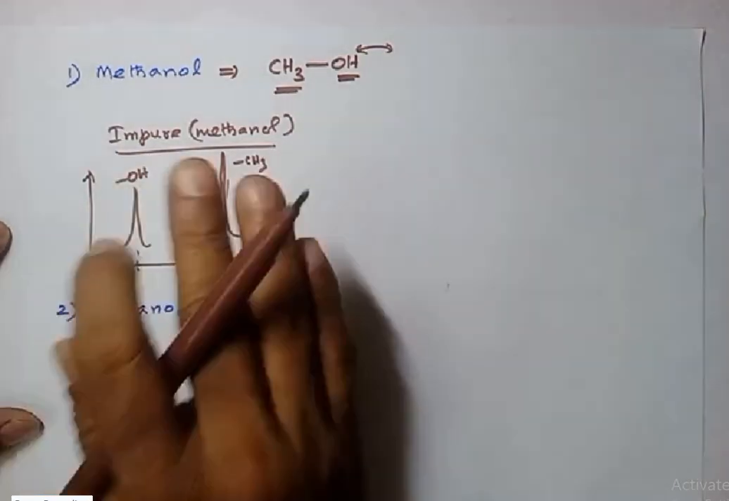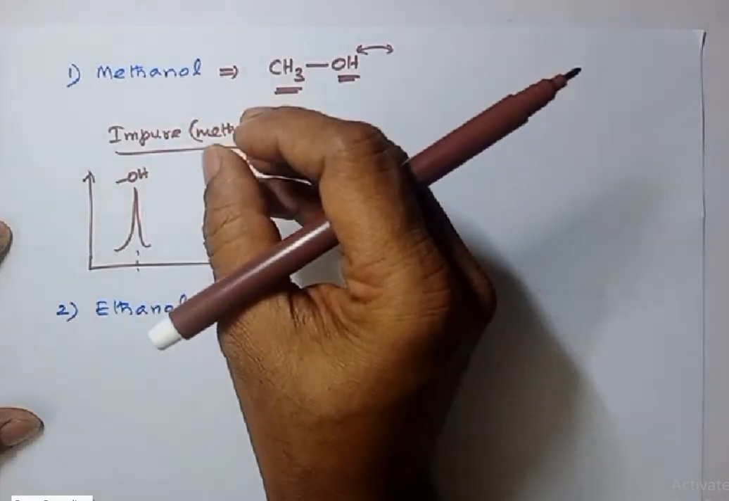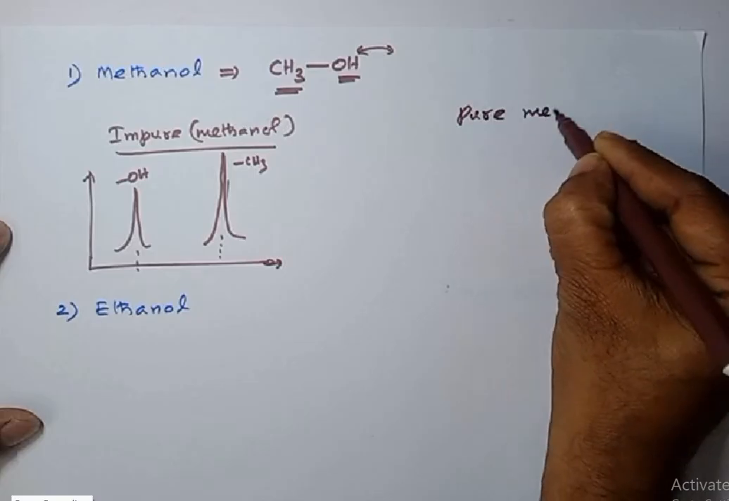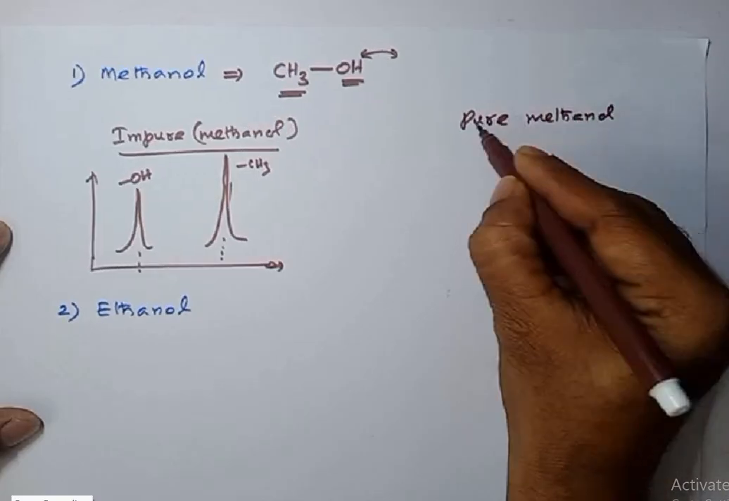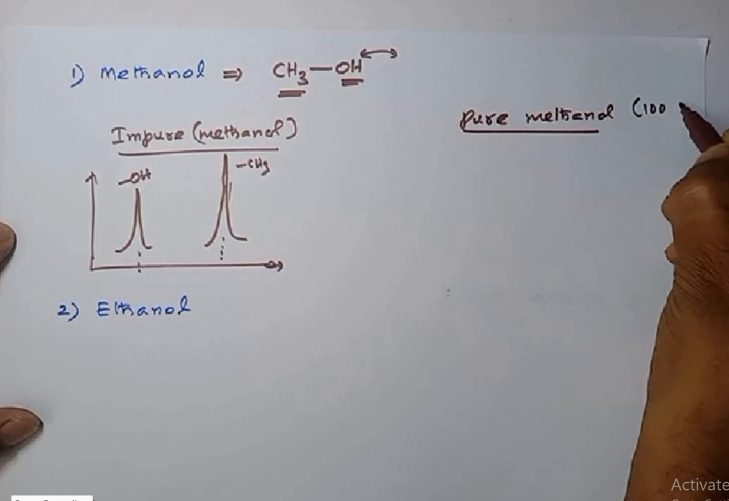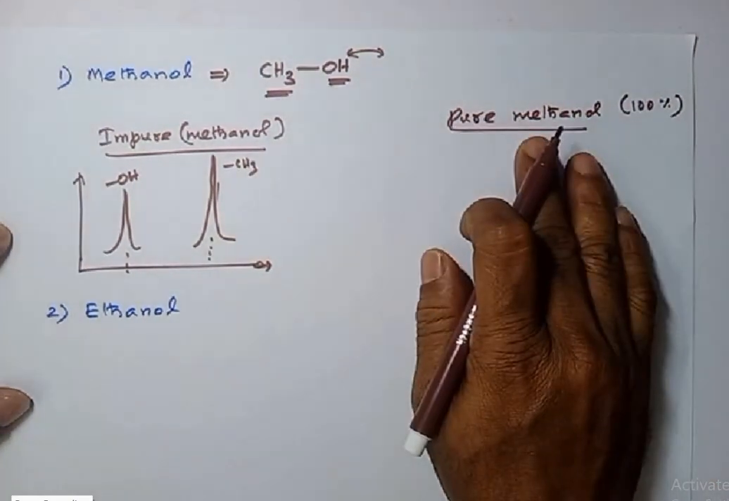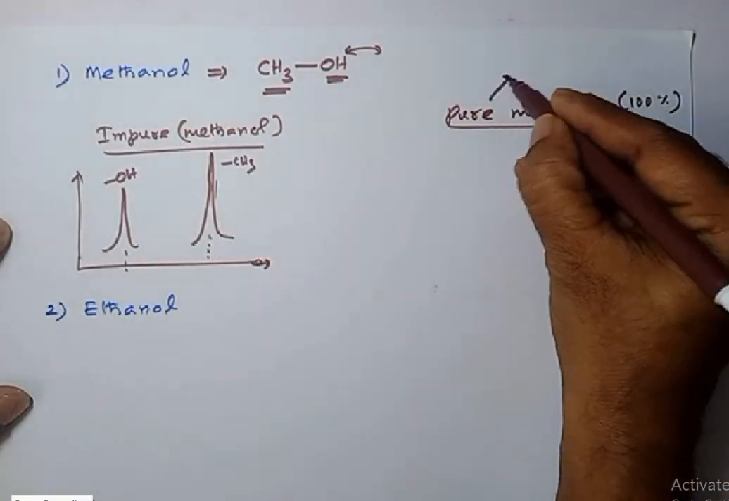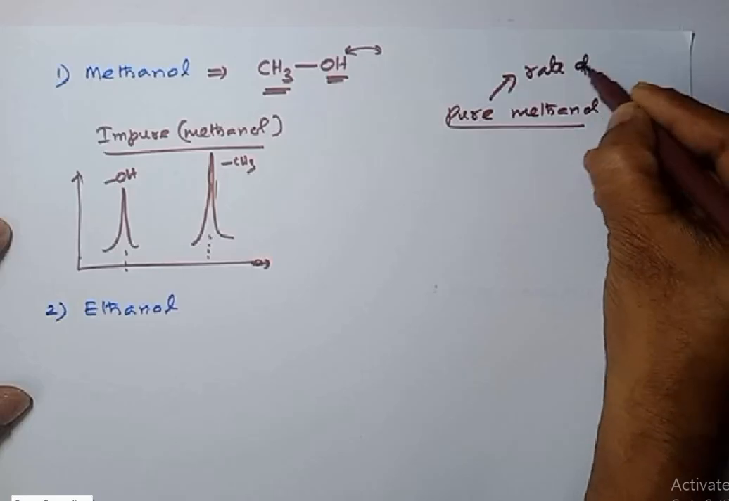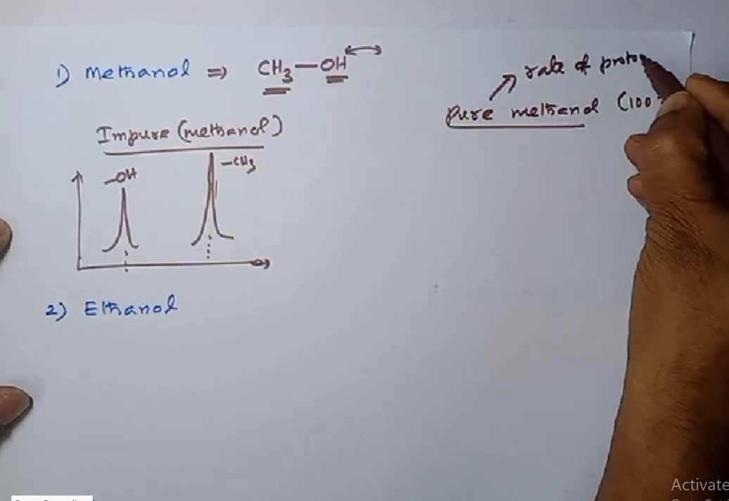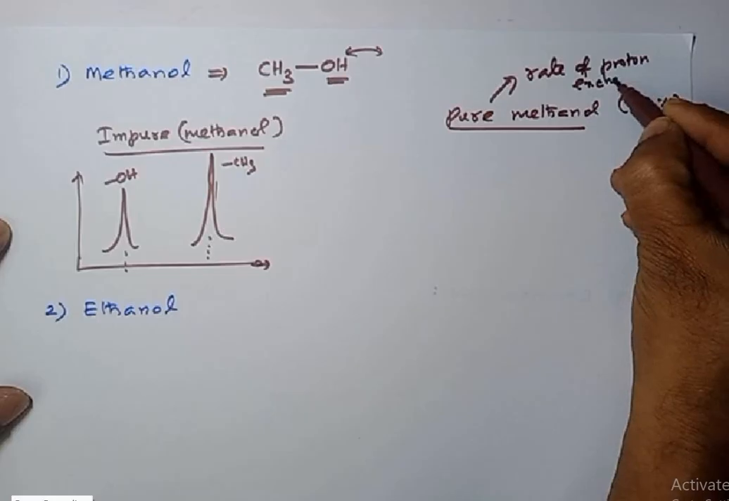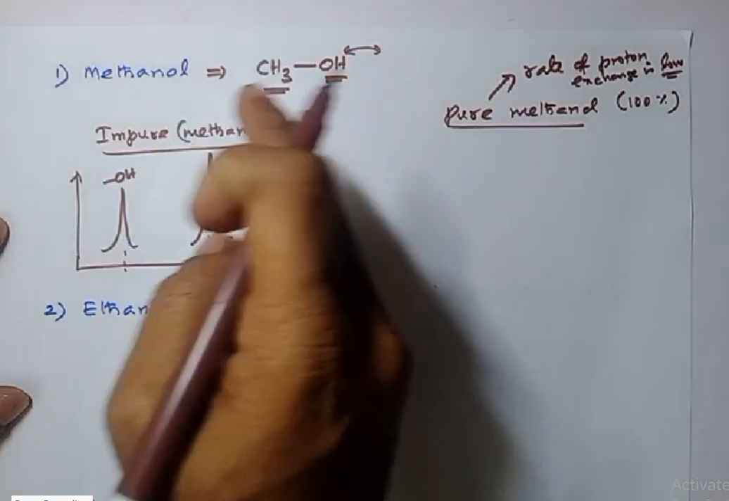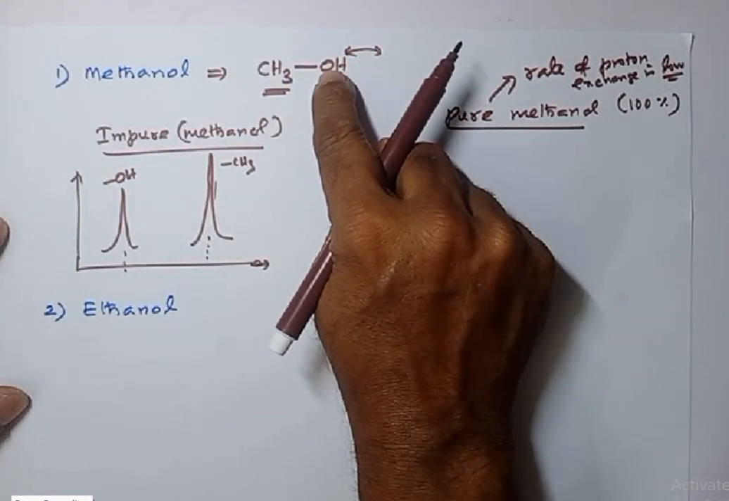Suppose we take very pure methanol, 100% pure methanol. In pure methanol, the rate of exchange is slow. In pure methanol, this is a point you should keep in mind: the rate of proton exchange is very low. Exchange is low, meaning the residence time will increase. Now the proton resides on this oxygen for a long period.